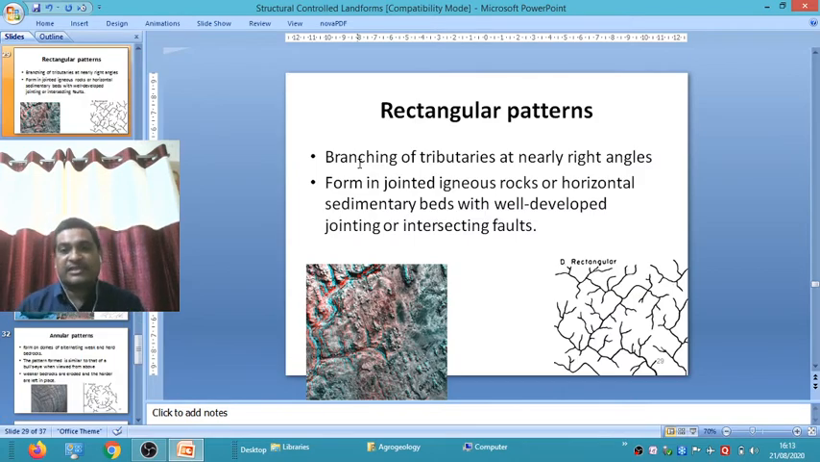Rectangular drainage pattern means rectangle type, with branching of tributaries at nearly right angles. Most of the tributaries form at a right angle in jointed igneous rocks or horizontal sedimentary beds with well-developed jointing and intersecting faults. These rectangular drainage patterns are mostly found in jointed igneous rocks.